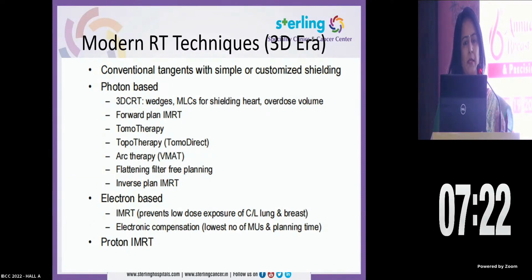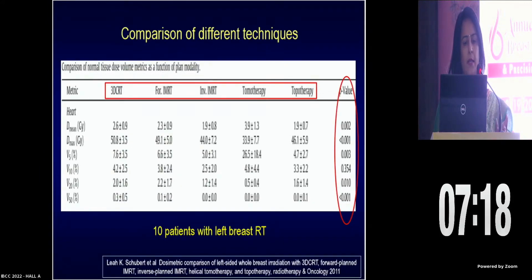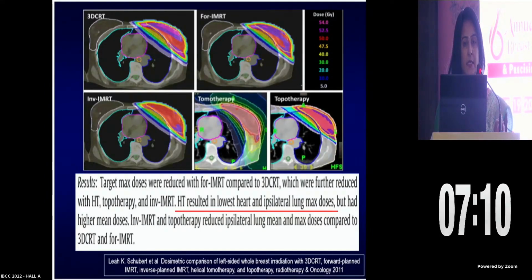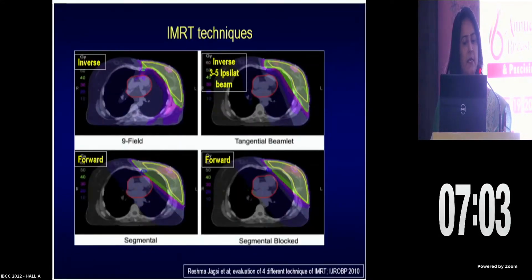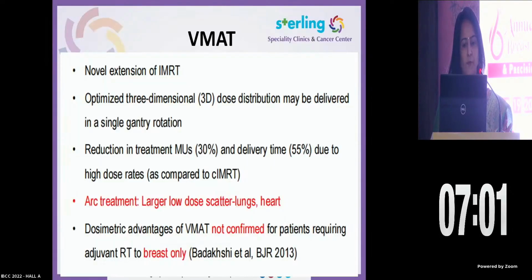So from the simple things, we then move to the era of the 3D techniques. If I just summarize the dose volume histograms of different techniques, that is 3D CRT, forward IMRT, inverse IMRT, tomotherapy, it is seen that helical tomotherapy results in the lowest heart and ipsilateral lung max doses. And as I said, out of all these plans, the forward IMRT fares better.